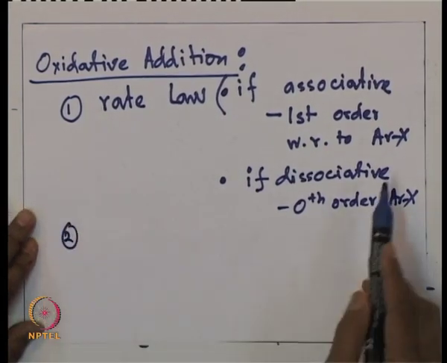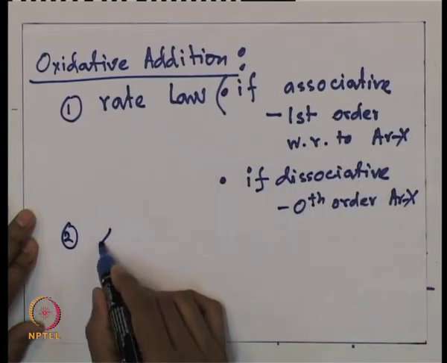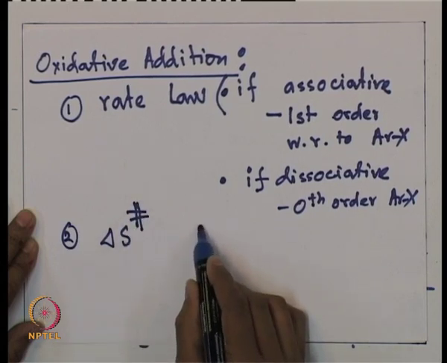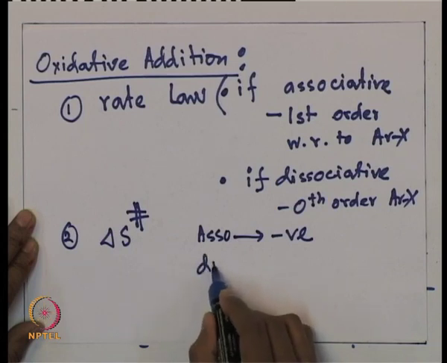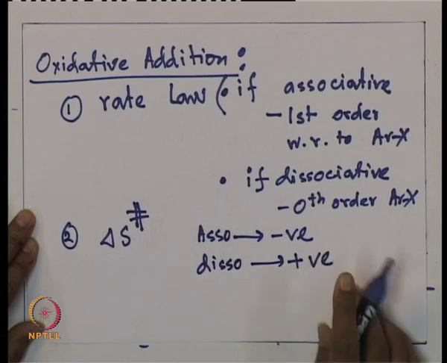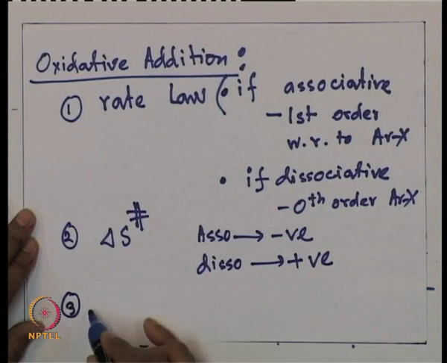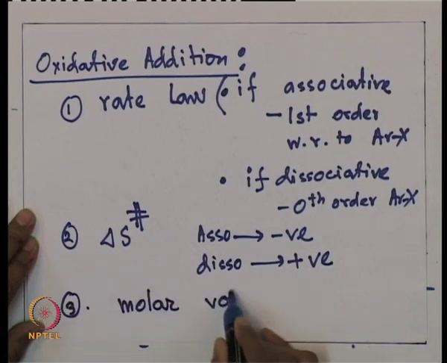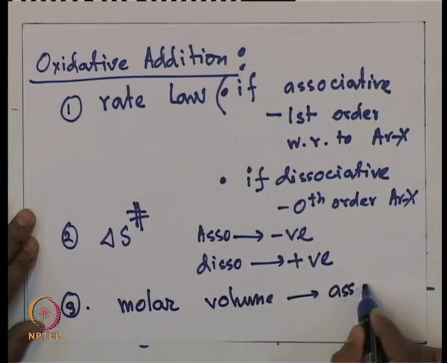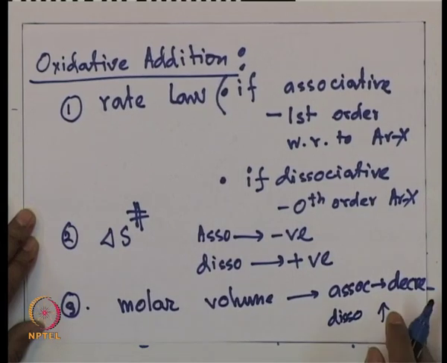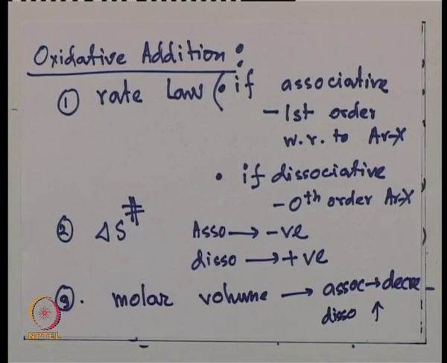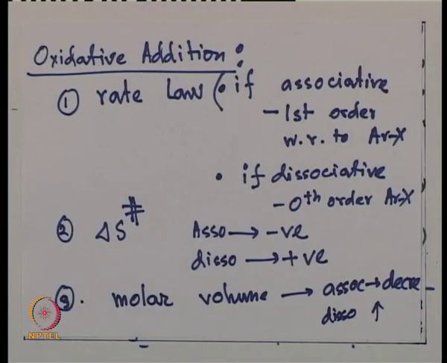Now, based on the associative and dissociative mechanism, if you look at delta S double dagger, the associative case will give you negative delta S and the dissociative case will give you positive delta S double dagger. Most importantly also, the molar volume will be decreasing in the case of associative, and increasing in the case of dissociative, right. Before getting into the discussion of the rate law, delta S and the molar volume, let us discuss some real examples first.